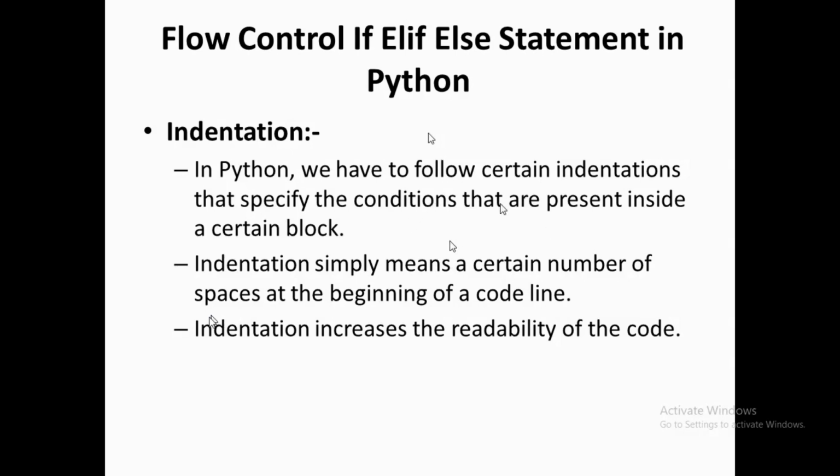In Python we have to follow certain indentation that specifies the conditions present inside a certain block. Indentation means a certain number of spaces at the beginning of the code line. That is the space we give at the beginning of the line. That is the indentation. Indentation increases the readability of the code.